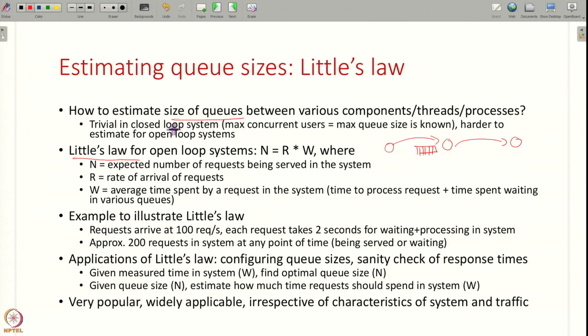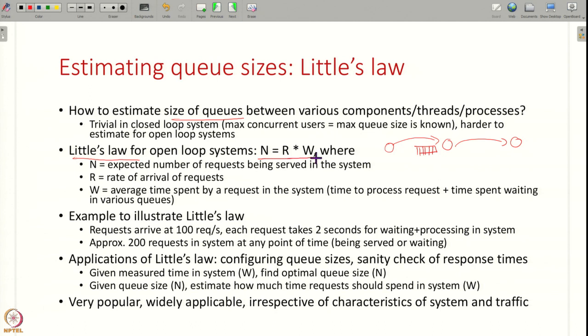Note that closed loop systems are easy: if you only have 100 concurrent users, the maximum size of this queue can be 100, because there are only so many people in the system. But with open loop systems, you do not know how many requests are there in the system. So you use Little's law. Little's law tells you that N equals R times W.